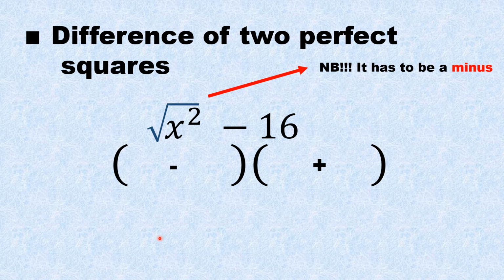Okay, for the first part in your two brackets, that first space, you square root x to the power 2. The square root of x to the power 2 gives you x and x. The square root of the second term takes the second space. The square root of 16 is 4 and 4. So your brackets are going to look exactly the same. Instead, in the one there's going to be a minus, in the other one there's going to be a plus. And again, it doesn't matter which one comes first.